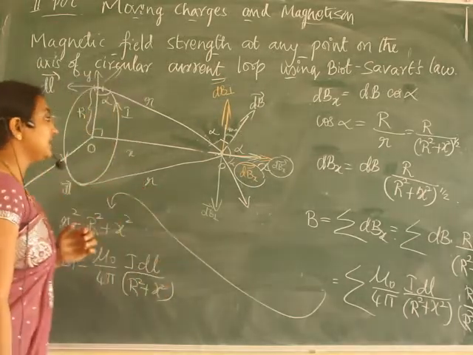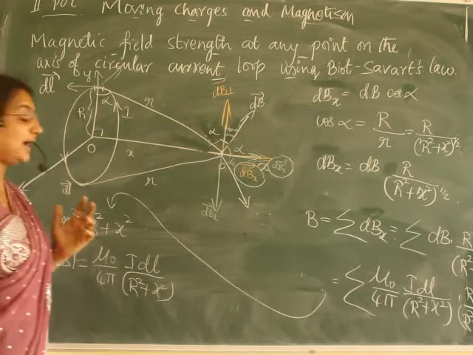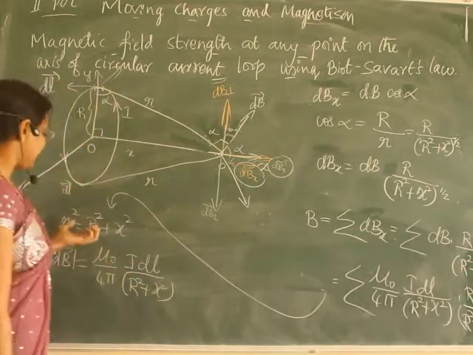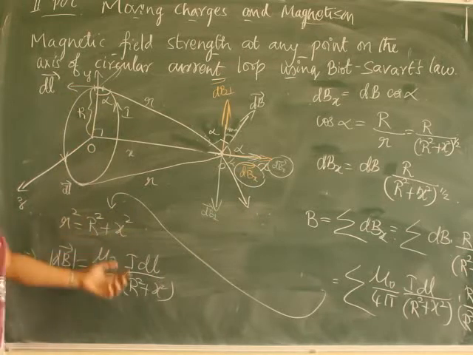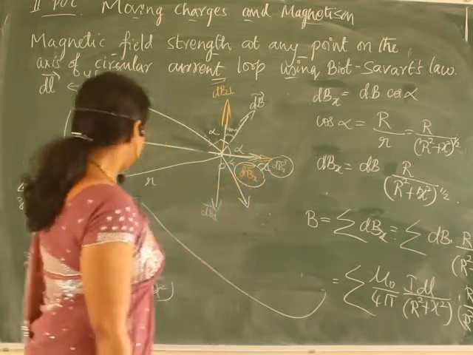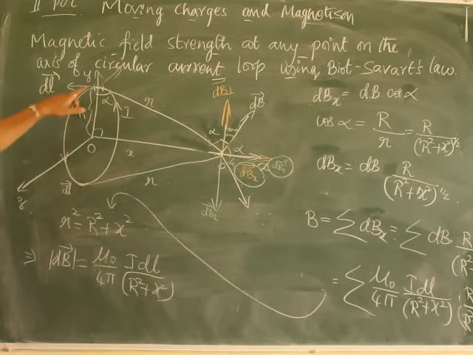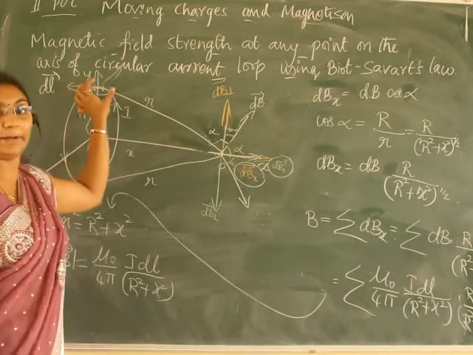But theta is nothing but 90 degree, therefore I can write mu naught by 4 pi I dl by r square. But r square, using Pythagoras theorem, I can write r square is equal to R square plus x square. When I substitute, I'll get this expression. Correct? Then this is the magnetic field due to the one single element which we have placed over here.